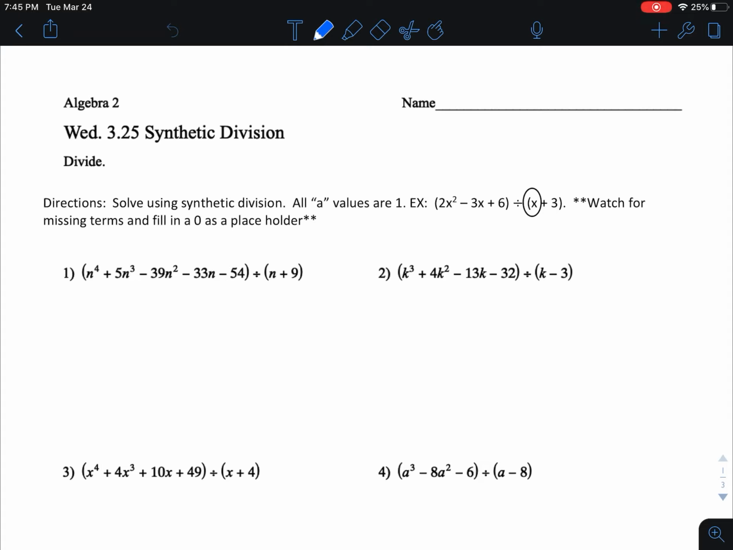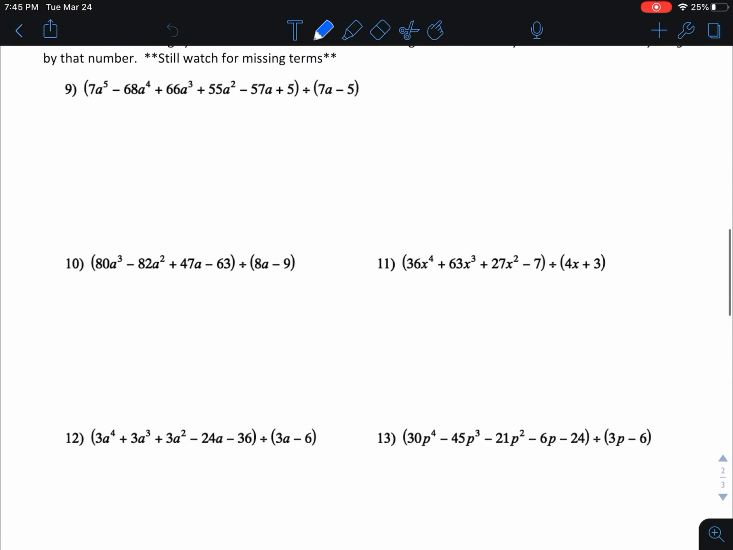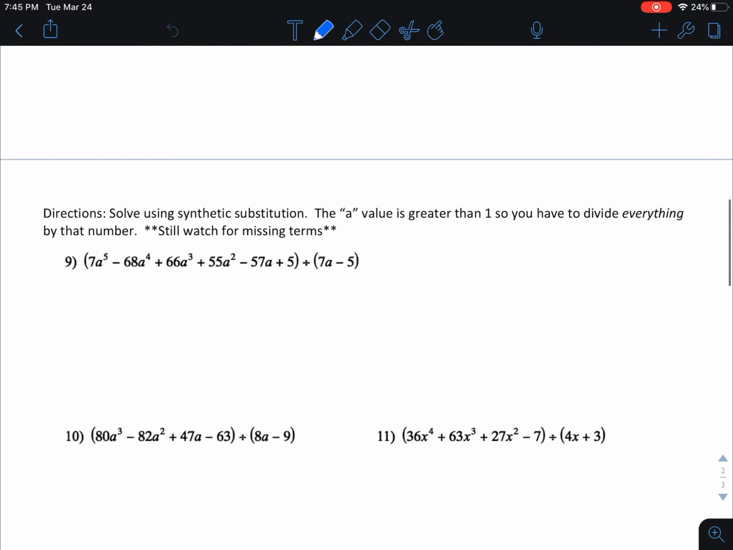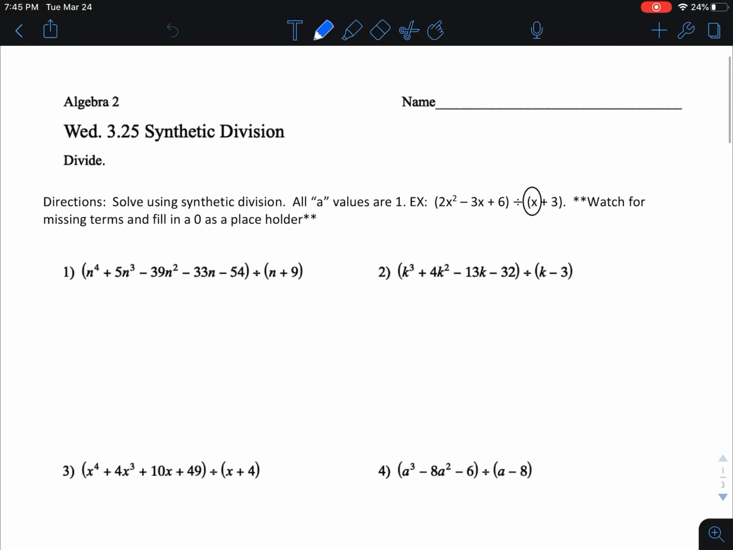So we're working more with synthetic division. I'm going to break this worksheet up into two different videos. The first video is going to cover numbers 1 through 8, and the second video is going to cover numbers 9 through 16. So make sure you watch both videos. They're both important, but I thought I would just break it up and make it a little bit easier.